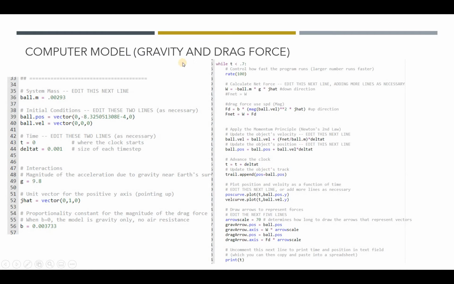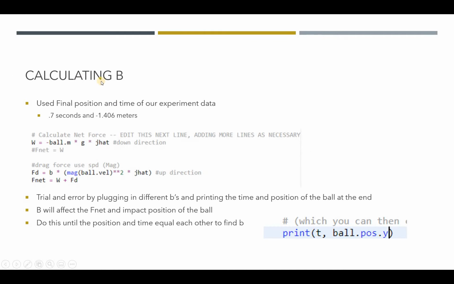And this is the computer model for gravity and the drag force. It's basically going to be the same, except the only difference is we're going to have a b now. And to calculate the b, we're going to use our final position and time of our experiment data, which was 0.7 seconds and negative 1.406 meters.